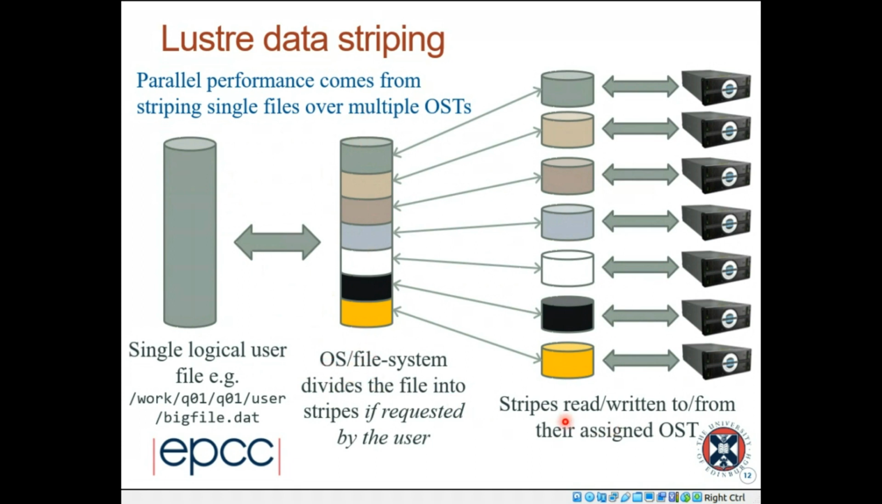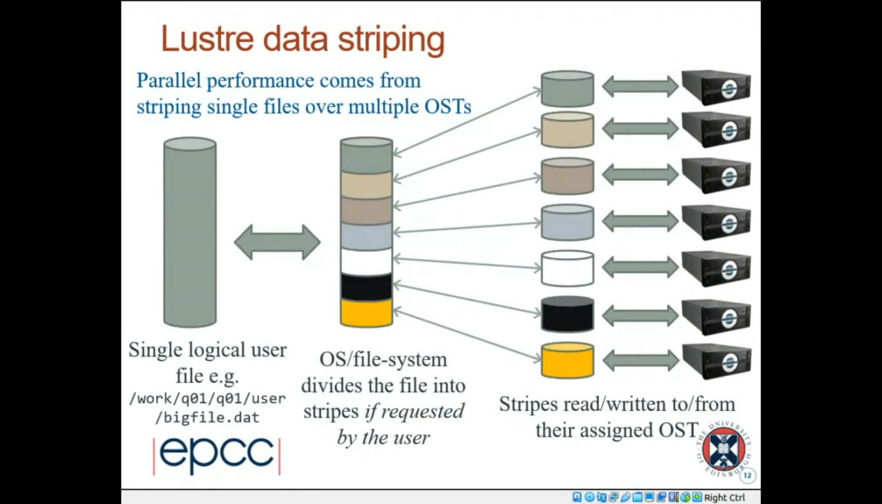And once a file is striped, the stripes are all stored on different OSTs, different physical disks, and can be read and written from their assigned OST in parallel. So this allows you to do genuine parallel I/O, using multiple disks and getting increased bandwidth, but with a single logical file which the operating system or the parallel file system has arranged to be stored across multiple disks, multiple OSTs.